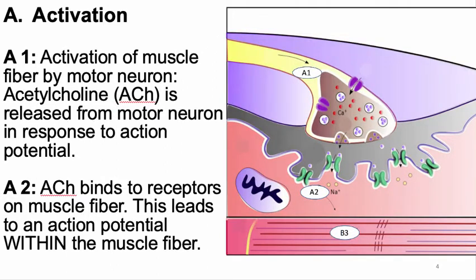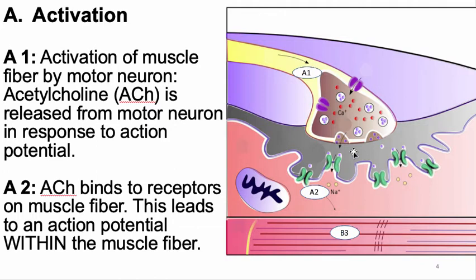All right, activation. So the first thing that happens is we have an action potential that comes flying down the terminal branches of this motor neuron. That would be A1. That's going to lead to the opening of voltage-gated calcium channels, right? Just like in a neuron. Calcium floods into the synaptic or axon terminal. That leads to exocytosis of the neurotransmitter, which remember is going to be acetylcholine.